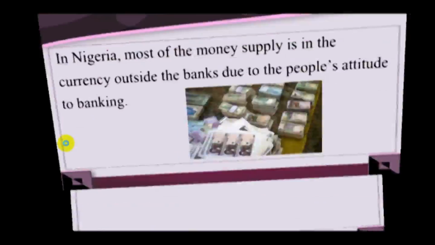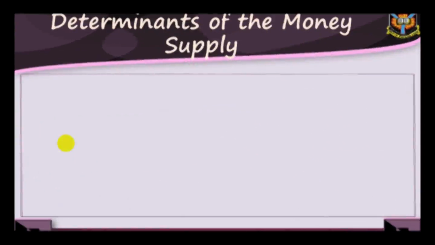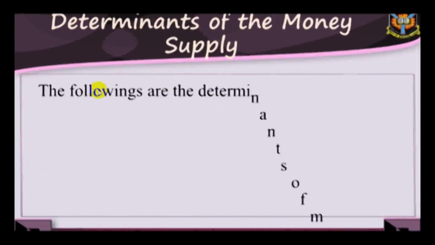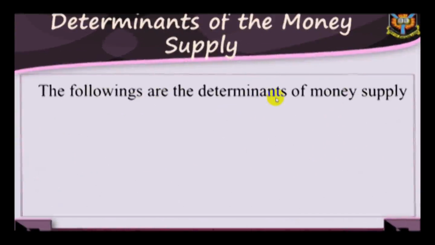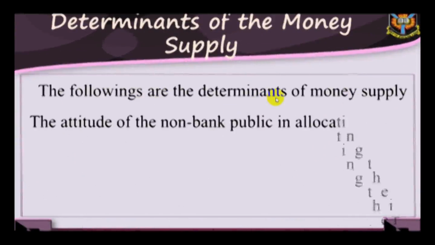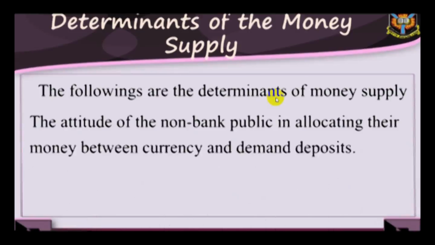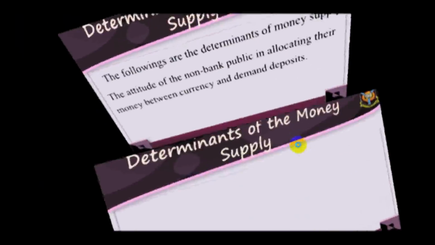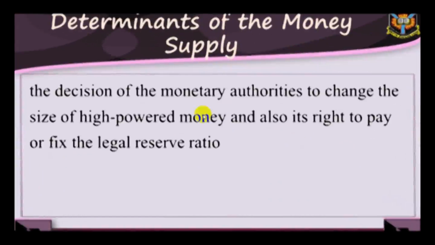Determinants of money supply. The following are the determinants of money supply. A. The attitude of the non-bank public in allocating their money between currency and demand deposits. The higher the non-bank public's marginal currency deposit ratio, the smaller will be the expansion of deposit and the money supply resulting from an increase in the monetary base or high-powered money.